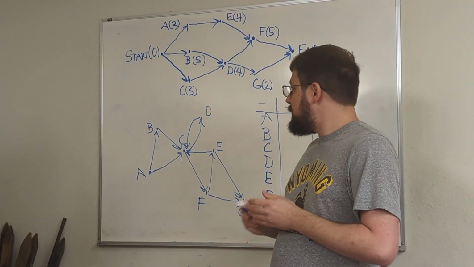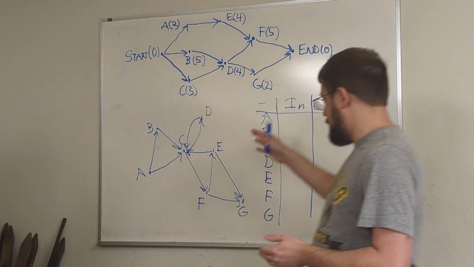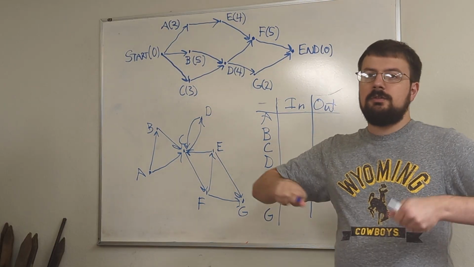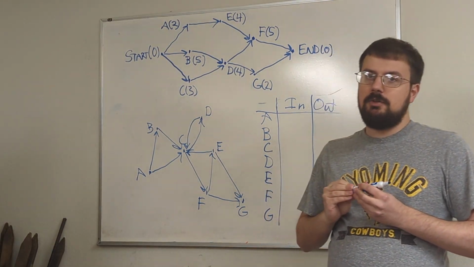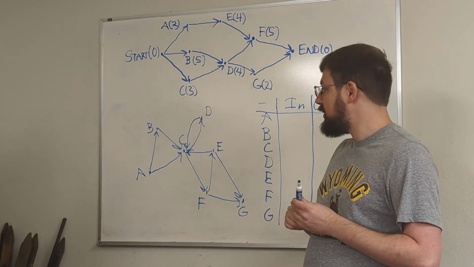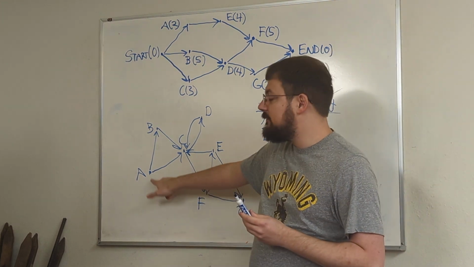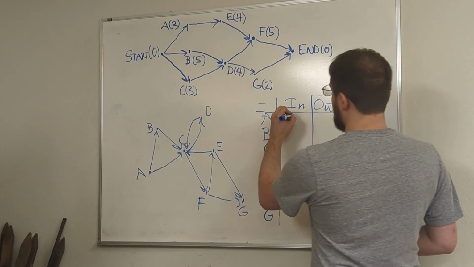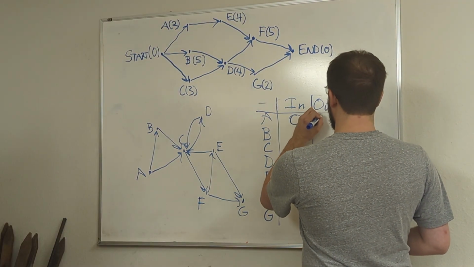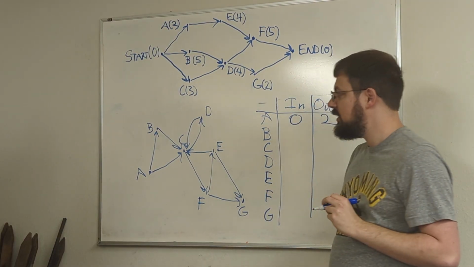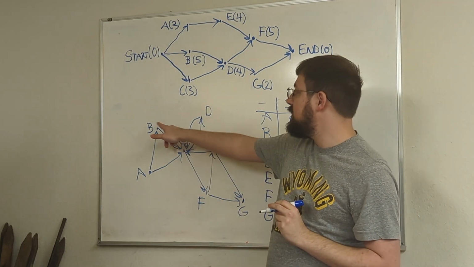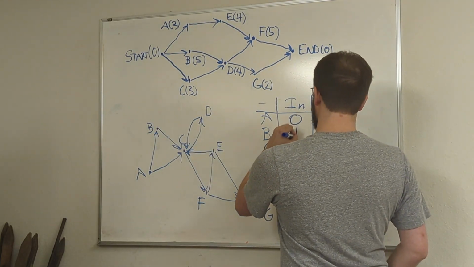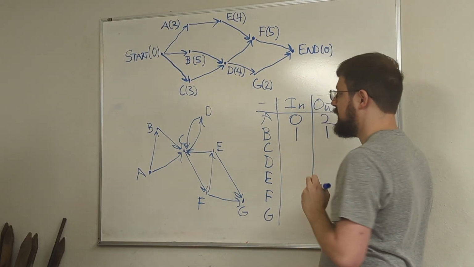We have all of the vertices for our graph over here, and what we're going to do is find the in degree and out degree for each of these vertices. So for A, we have no arrows pointing to it, but 2 pointing away from it, so that would mean our in degree is 0 and our out degree is 2. B, we have 1 going each direction, 1 in, 1 out. So we would say in degree 1, out degree 1.